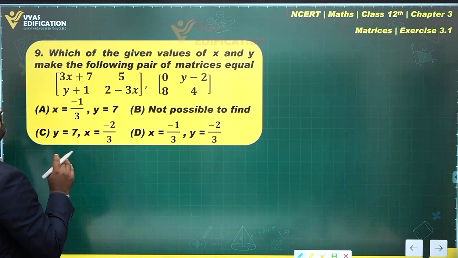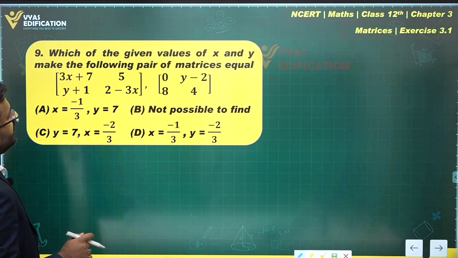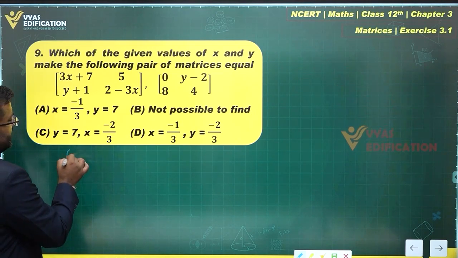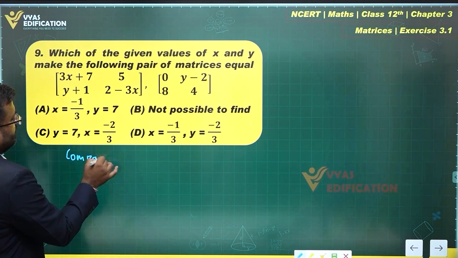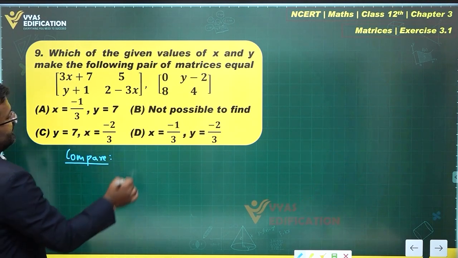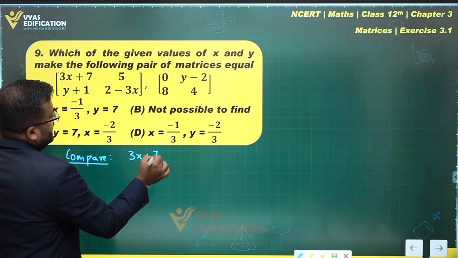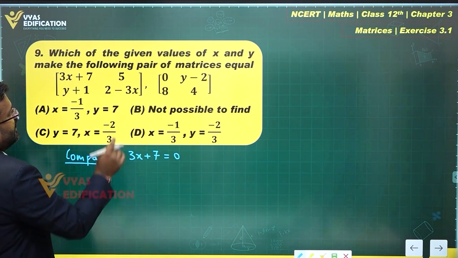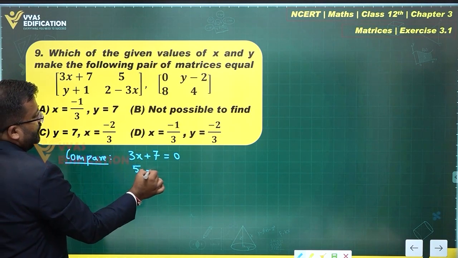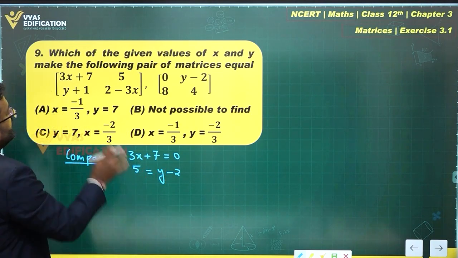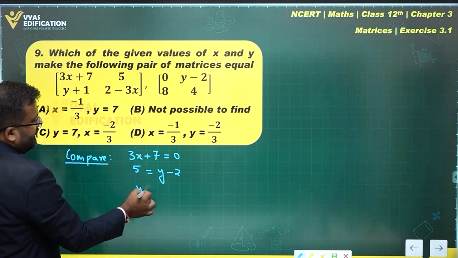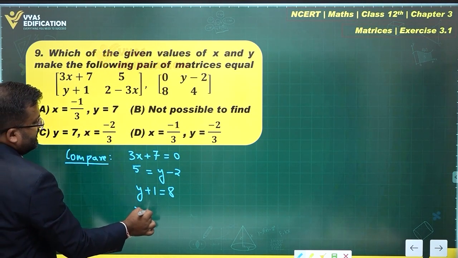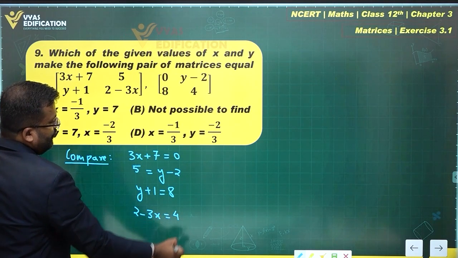Which of the following given values of x and y make the following pair of matrices equal? Okay, so let's compare. What do we get? 3x plus 7 should be equal to 0, this element should be equal to 0. 5 should be equal to y minus 2. y plus 1 should be equal to 8, and 2 minus 3x should be equal to 4.